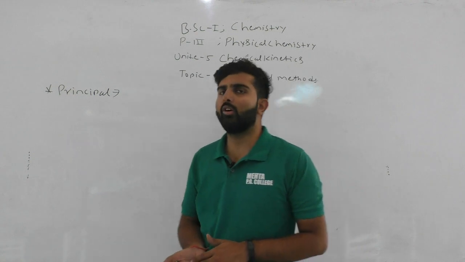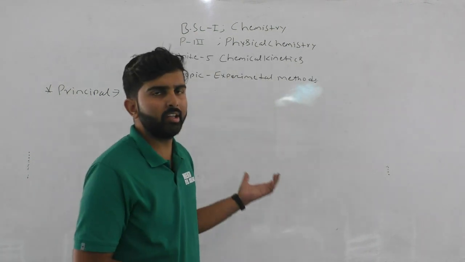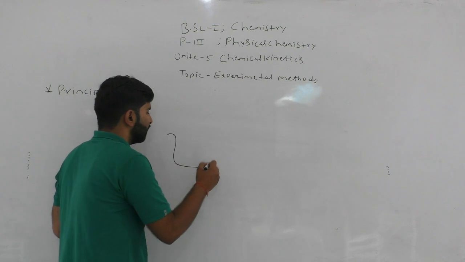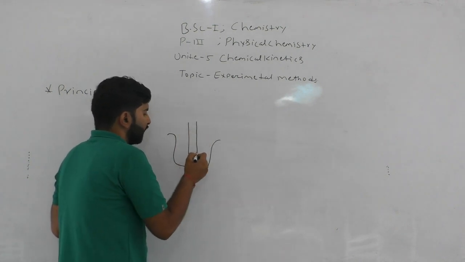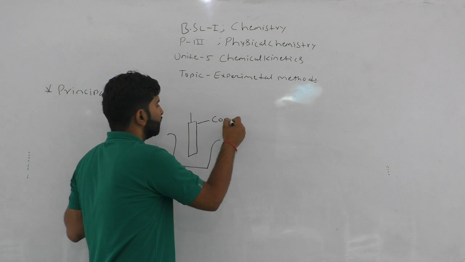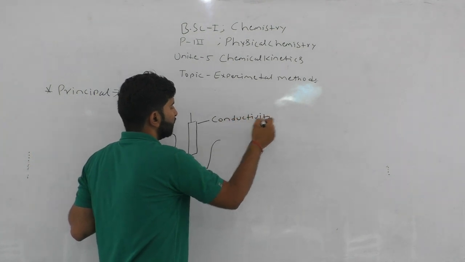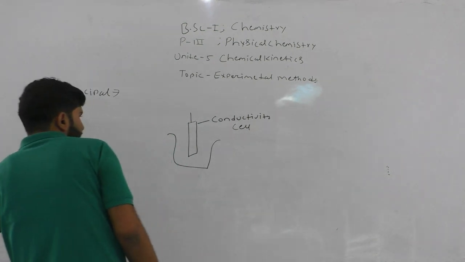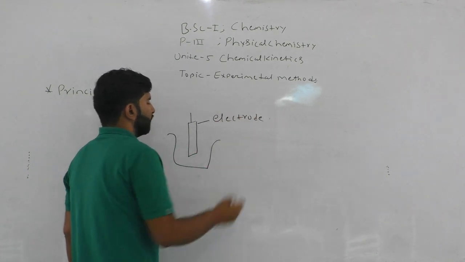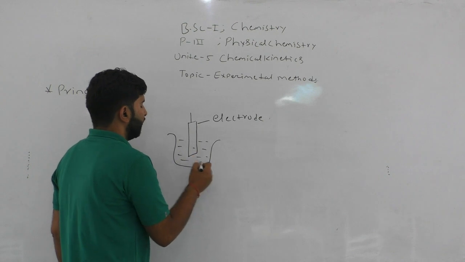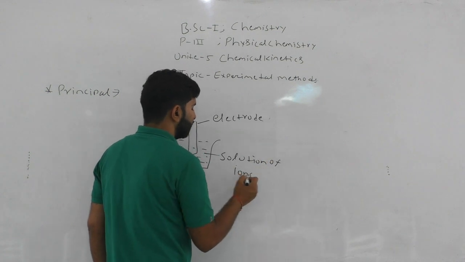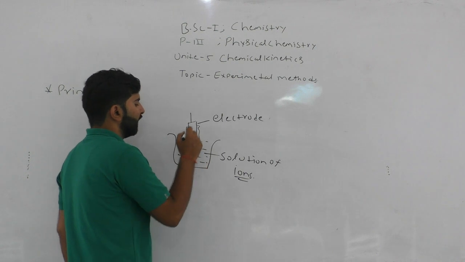Since the potential of a solution is determined by the number or nature of ions present in a solution, means when we dip a metal or a conductivity cell, when we dip an electrode in a solution of ions, a potential is developed around the electrode.